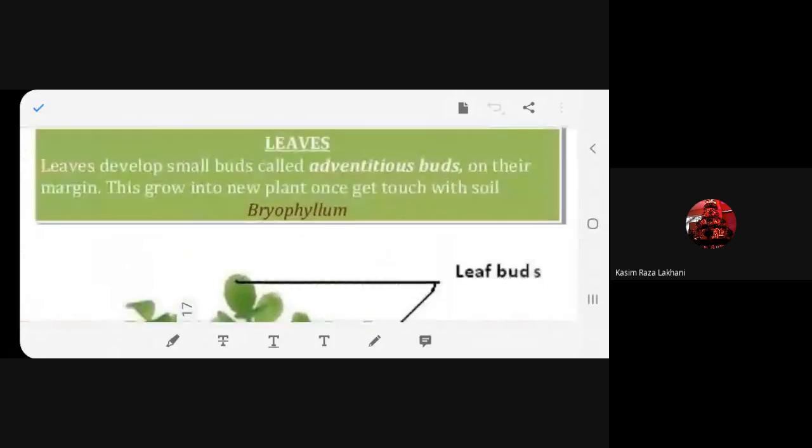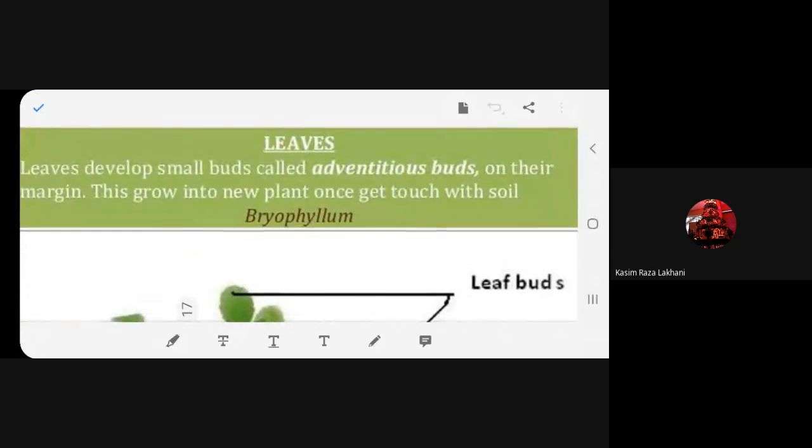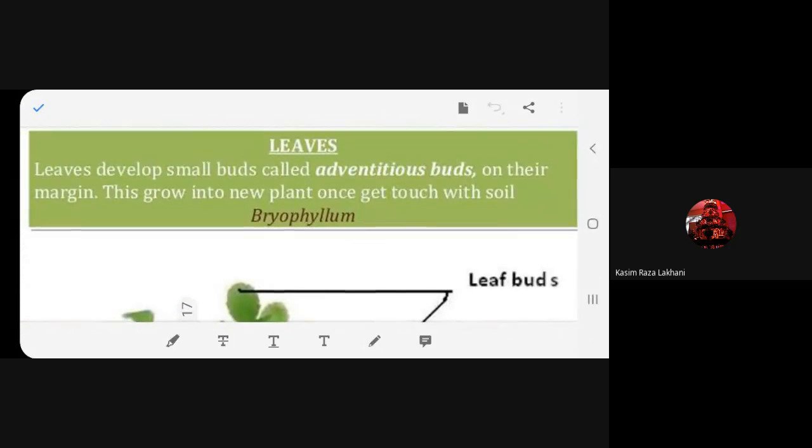So what have we done? We have done stem. Yes or no? Then we have done underground stem. Then we did tubers. We did corms. Right? Yes, boys? Now that is basically the stem part we took.